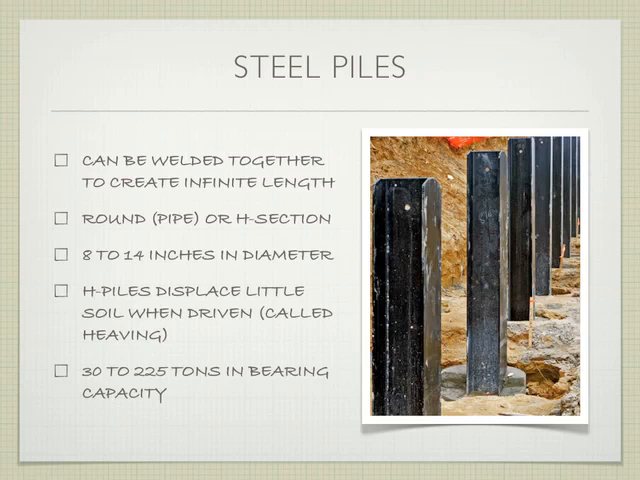The H piles are a big advantage because they don't displace too much soil when driven. So when you're driving them, they don't create a mushroom at the top with displaced soil, which is called heaving. And so that can be a good advantage. If you're doing one of the round ones, you have more tendency for this heaving. And they can bear somewhere between 30 and 225 tons of bearing capacity, so much higher than the wood columns.